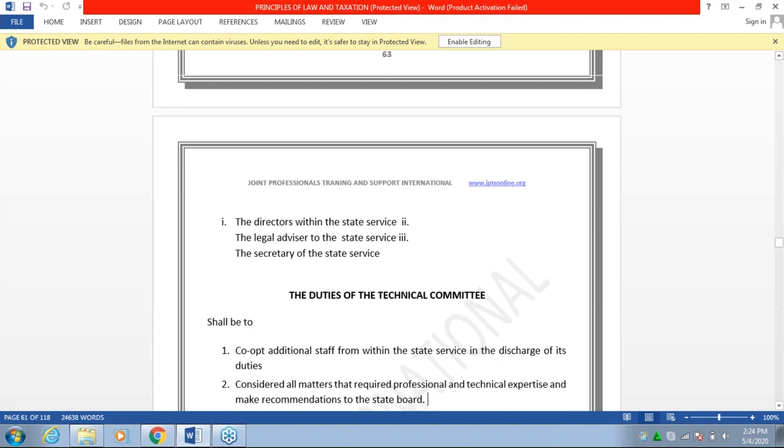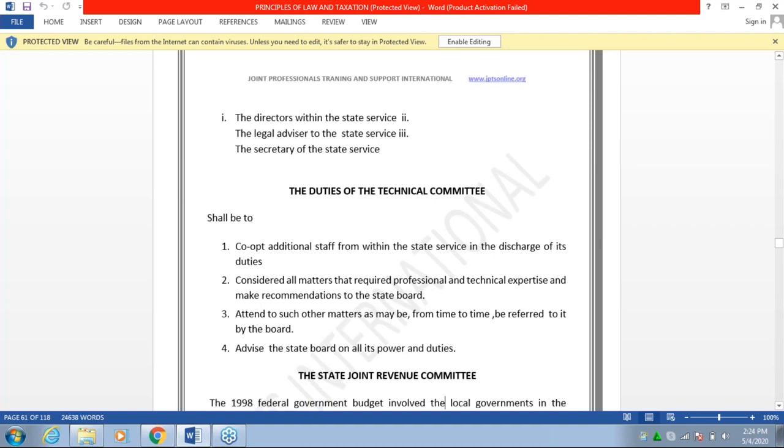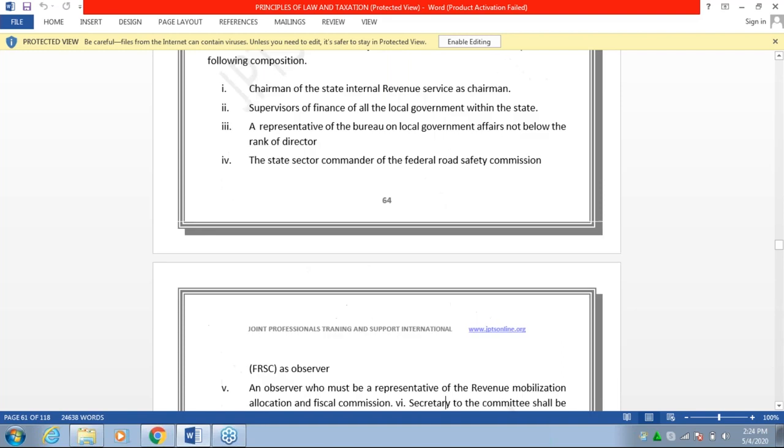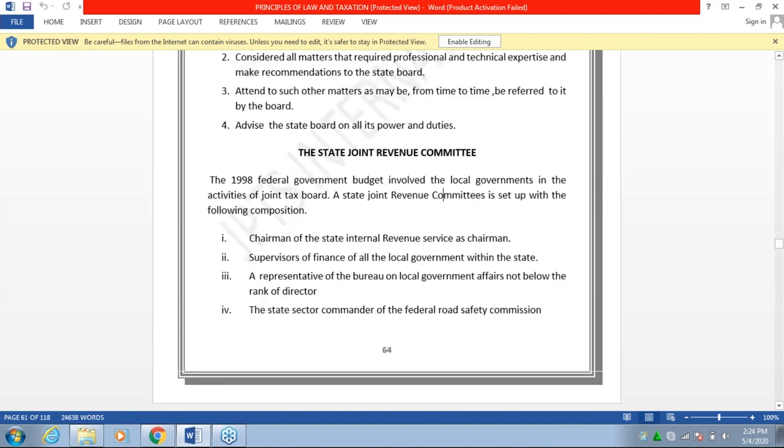What are the duties of the technical committee? Yes, they consider all the matters that require professional and technical expertise, and they also make recommendations to the state board. They co-opt additional staff from within the state service in discharge of their duties. They also advise the state board on all its powers and duties. So that is that on that.